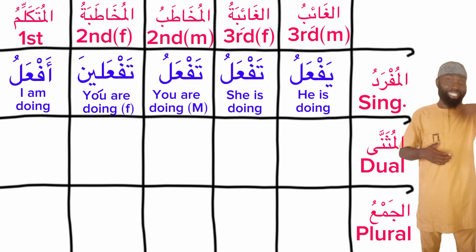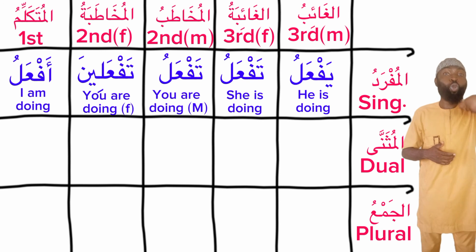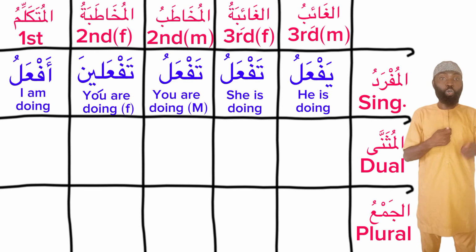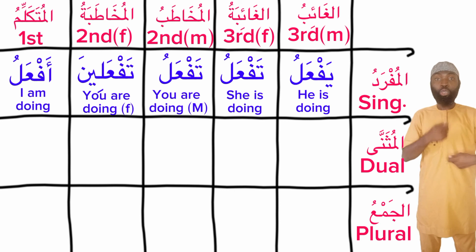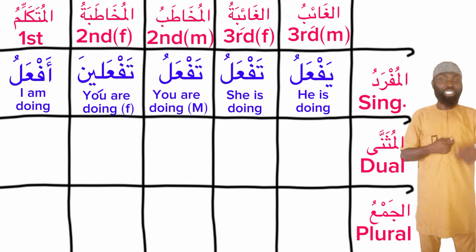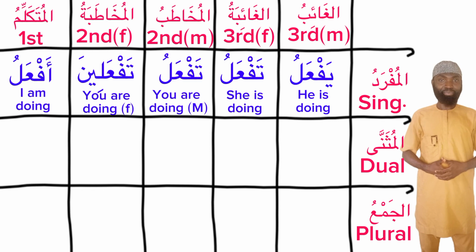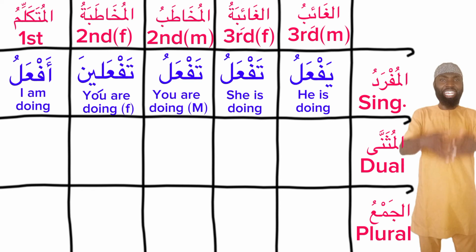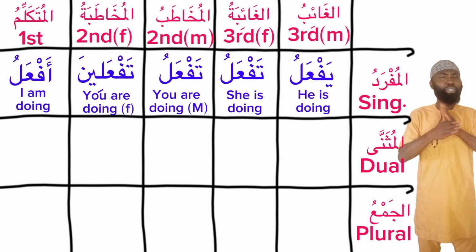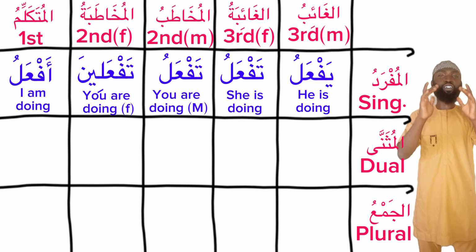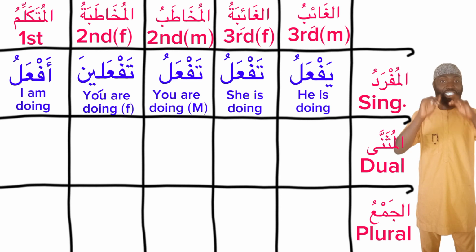If I want to say I'm eating, I will simply say akulu. I am running, arkudu. I'm playing, al'abu. I'm happy, afrahu. I'm sitting, ajlisu. It is very easy. Adfa'u, I'm paying. So you see how it is being formed. It is very easy. Sit yourself down and bring lots of verbs and form them into this pattern.